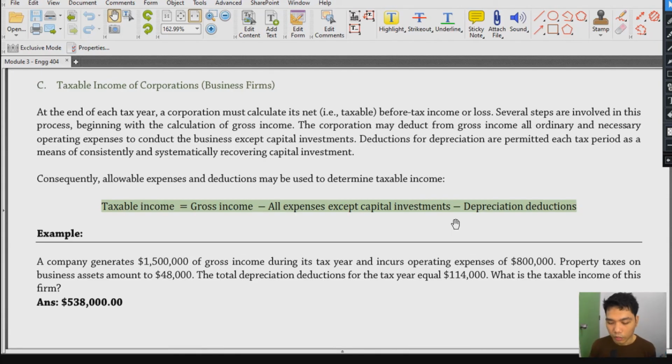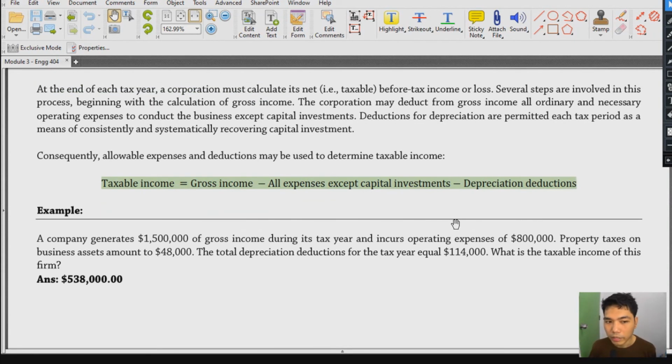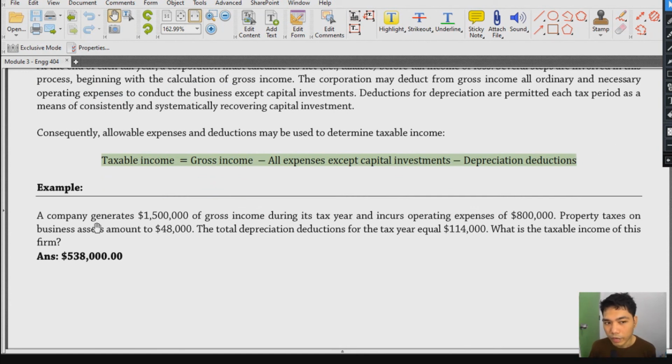And remember, for any company that you have, we're going to assume now that your taxable income would be your gross income minus all the expenses except for capital investment, and then yung depreciation deductions. So, yun lang yung maging taxable income. So, for example, we have this first problem. A company generates 1,500,000 of gross income during its tax year and incurs operating expenses of 800,000. Property taxes on business assets amount to 48,000. The total depreciation deductions for the tax year equal 114,000. What is the taxable income of this firm?